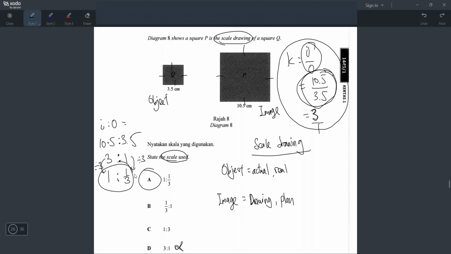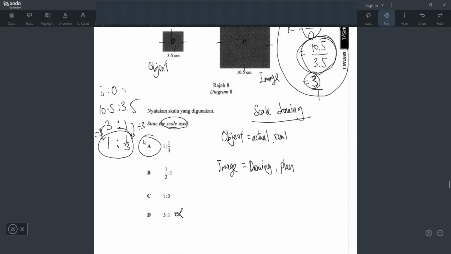So just remember, for Form 5, I know you didn't learn this, because in Form 5 you just want the scale factor, for example 3, just like that. But in the lower forms, when they ask for scale drawing, the front number has to always be 1.